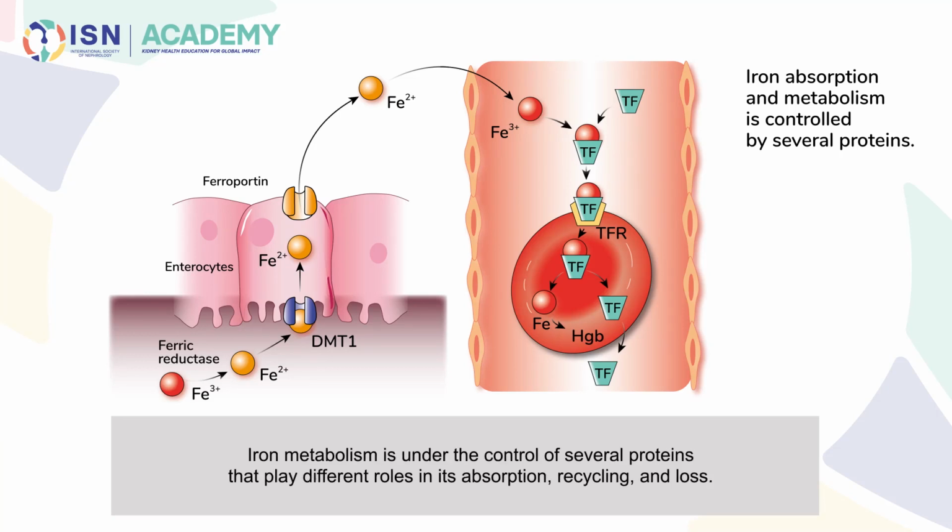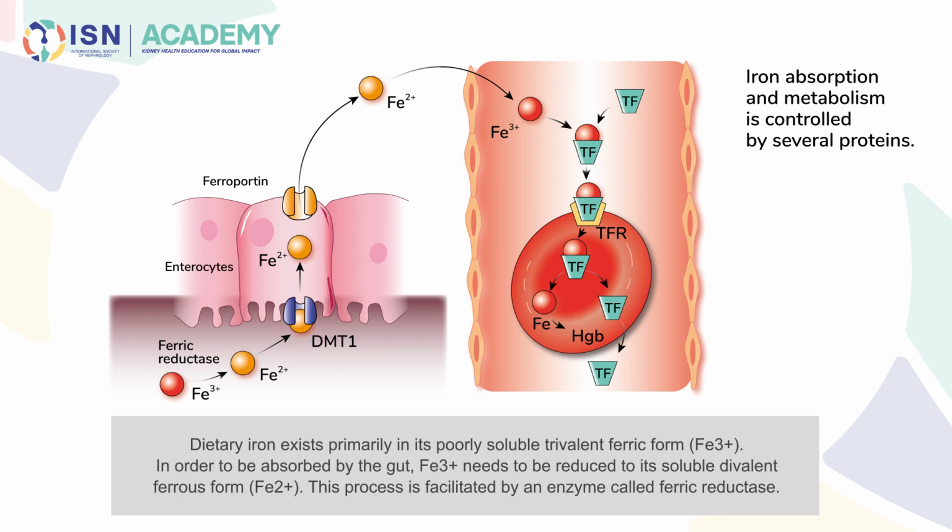Iron metabolism is under the control of several proteins that play different roles in its absorption, recycling, and loss. Dietary iron exists primarily in its poorly soluble trivalent ferric form, Fe3+. In order to be absorbed by the gut, Fe3+ needs to be reduced to its soluble divalent ferrous form, Fe2+. This process is facilitated by an enzyme called ferric reductase.